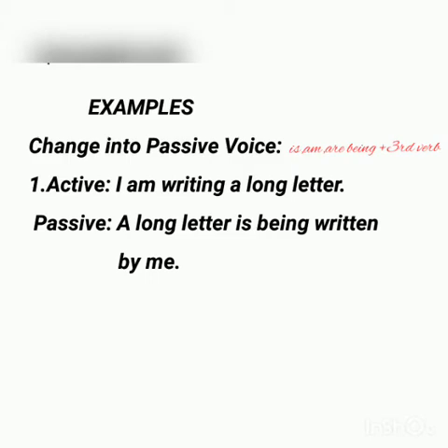Number 1, active. I'm writing a long letter. I is the subject. Writing is the verb. A long letter is the object. We have to interchange the position of the subject and the object. Here, a long letter is singular noun. We have to use it with is.